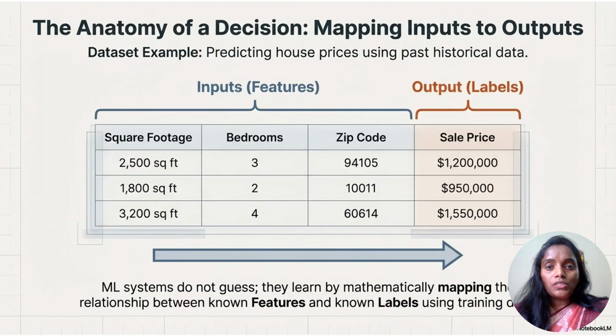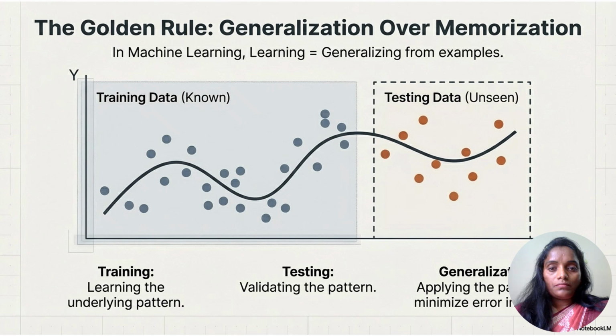So the goal of machine learning is not just to memorize the data, but to generalize well to new, of course unseen, data. We divide the data into training and testing data. The model learns from training data and is evaluated on the test data. A good model should minimize error and perform well on both the data sets. We can see the training data and test data in this graph.